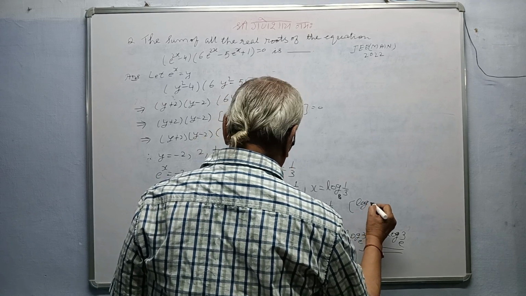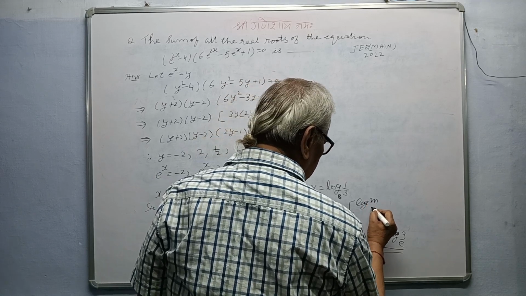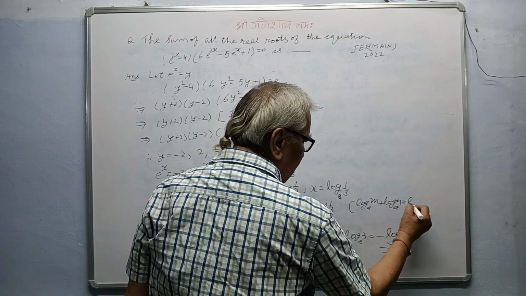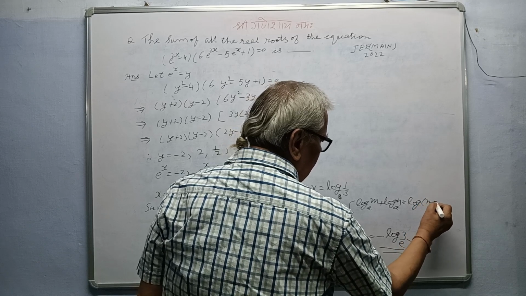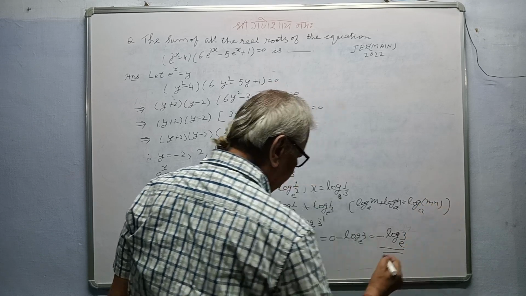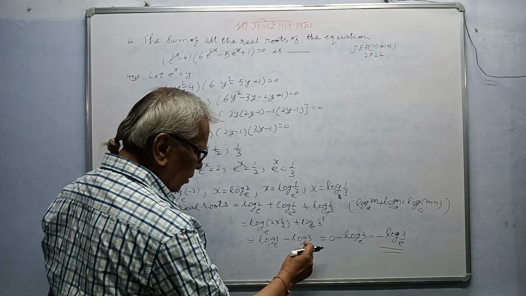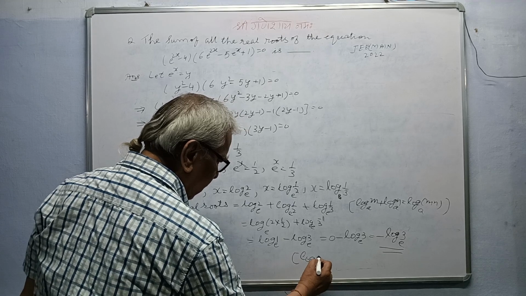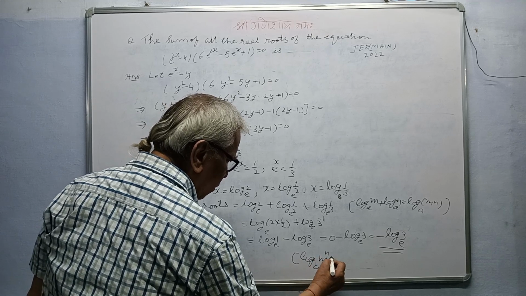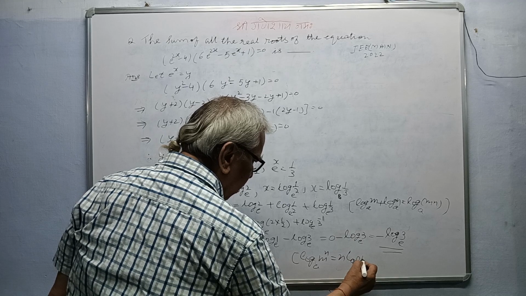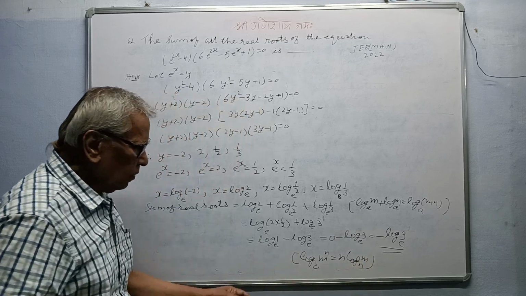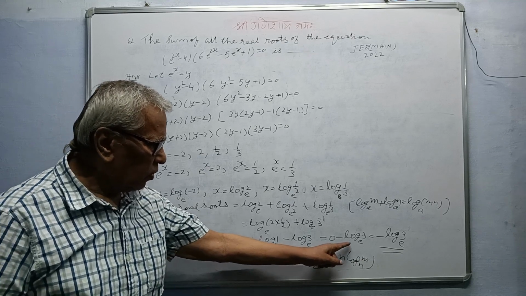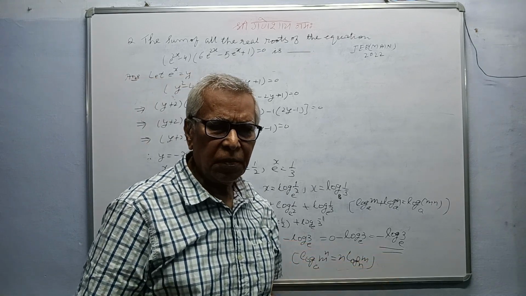Log m to the base a plus log n to the base a is equal to log mn to the base a. This formula. Here minus 3. So log m to the base n is equal to n into log m to the base n. So this is minus 3 log 1 is 0. So 0 minus log 3 to the base e is minus log 3 to the base e.